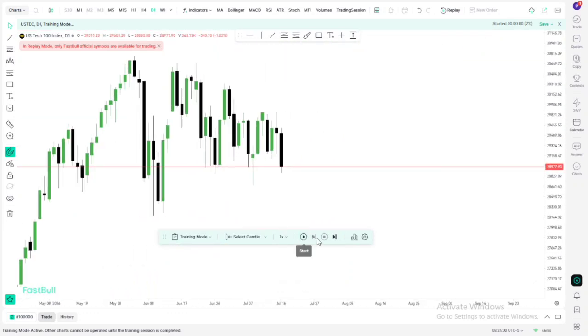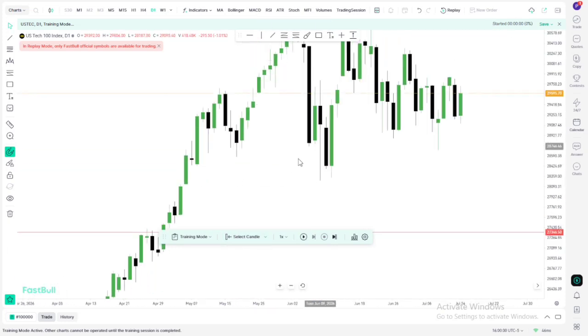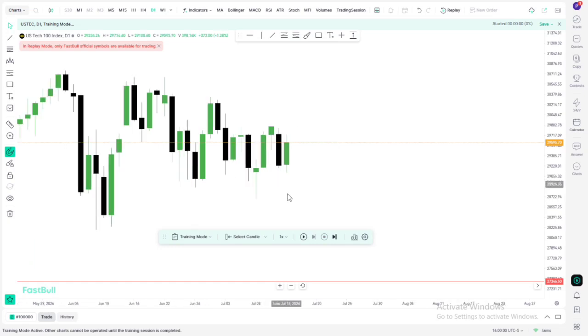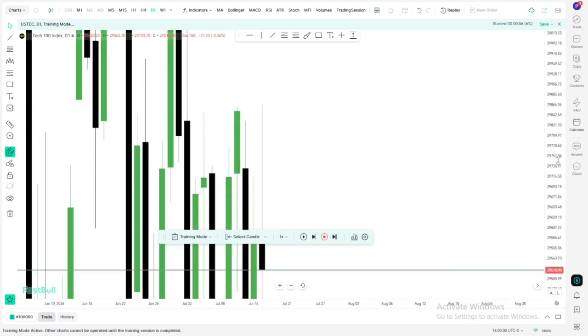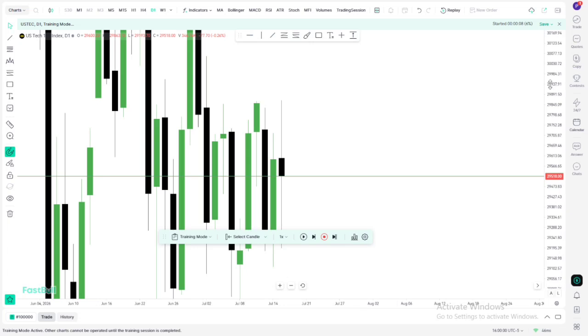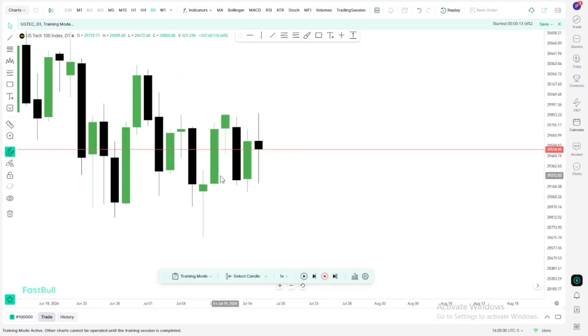I'm going to replay price back a bit. I don't want to replay price back too far because it's going to be hectic. Okay, let me replay price. Now, this was the reason why I took the trade. If you look closely, you're going to see the pattern I normally trade.